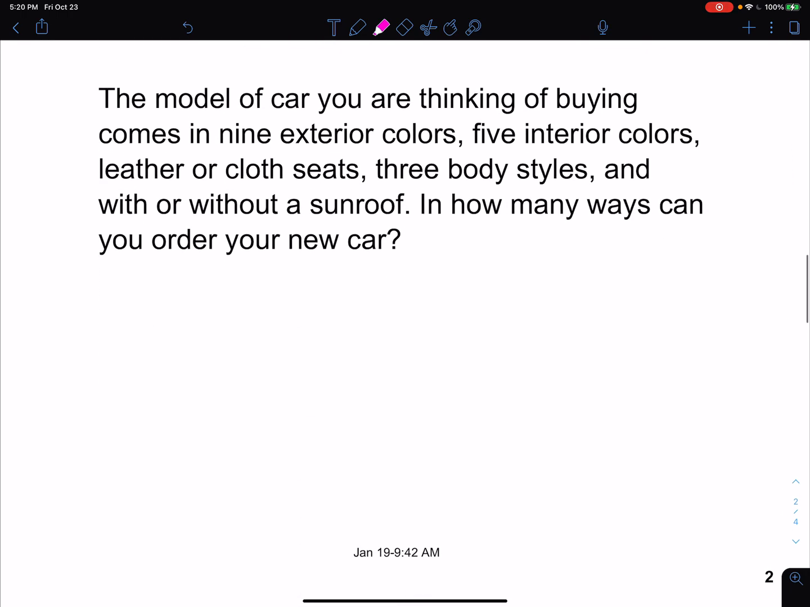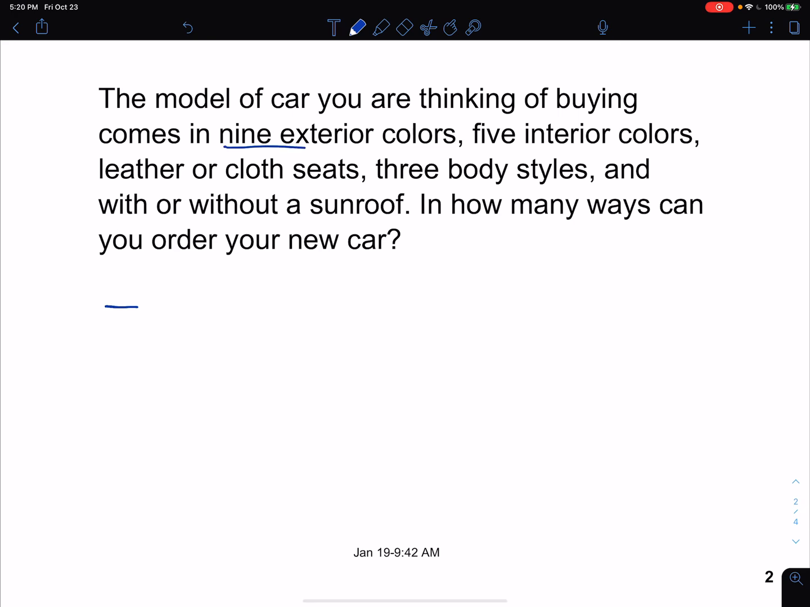So let's look at another example. They tell us that the model of car you are thinking of buying comes in 9 exterior colors, 5 interior colors, leather or cloth seats, 3 body styles, and with or without a sunroof. In how many ways can you order your new car? So to help keep track, just like I did before with the shirts and pants, I'm going to draw a line for every decision I need to make.